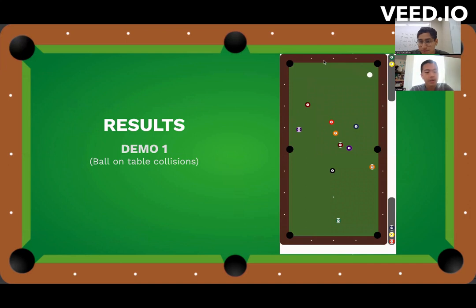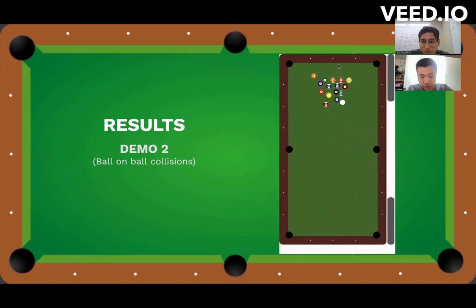Here are some demos of our results. First, we can see our ball and table collisions. Our clamping can be seen here as the balls look like they're very smoothly bouncing off the table edges. Next, we have the ball and ball collisions. As you can see, this is the starting position of our pool game. As the cue ball hits the triangle, all the balls are moved by the propagation of forces from the cue stick.